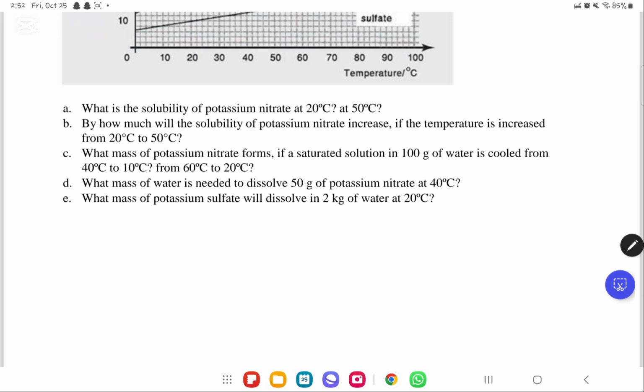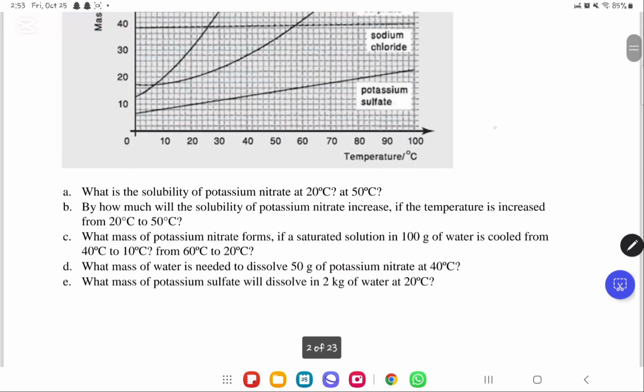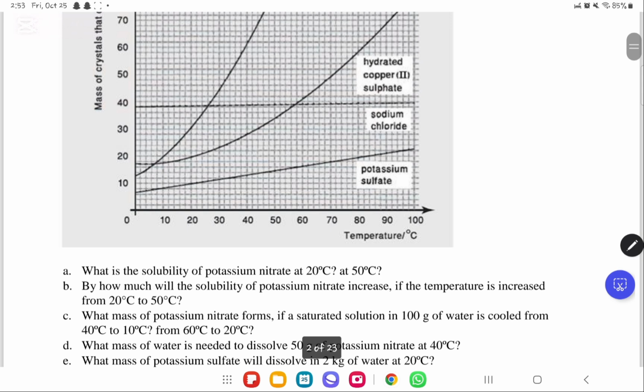So now, again, we have a question. What mass of potassium sulfate will dissolve in 2 kg of water at 20 degrees Celsius? What was the solubility at 20 degrees Celsius? At 20 degrees Celsius, I believe it was... but look, before we remember, here they asked us potassium nitrate, but here they're asking us what? They're asking us potassium sulfate. So we're going to stop everything, because we read and we didn't make any mistakes like Amanda, okay?